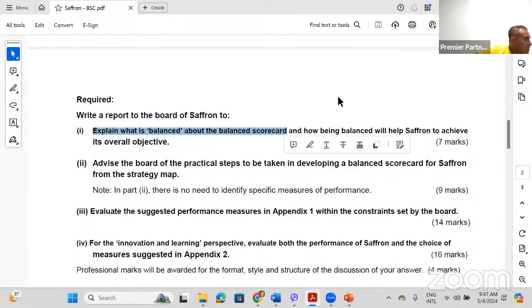When do you say something is balanced? Huh? It's a very simple thing that they're asking. You told me in the morning.